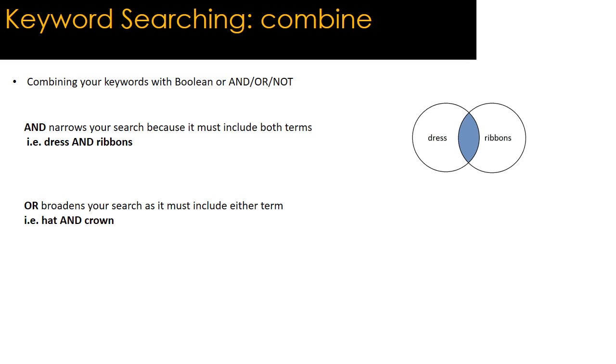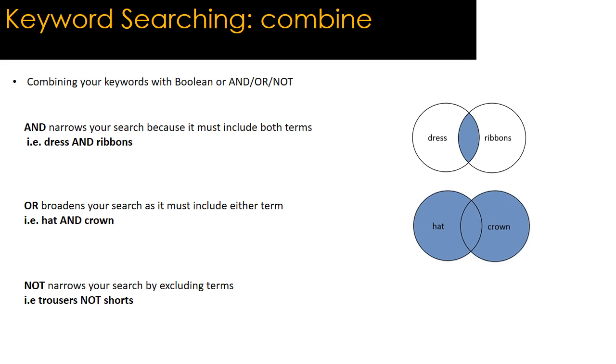OR broadens your search as it must include either term. So in the example of hat OR crown, we can have results that include either of these terms. And NOT narrows your search by excluding specific terms. So if we were looking for trousers, but we didn't want to include shorts, we would just have trousers that weren't shorts included in the results.